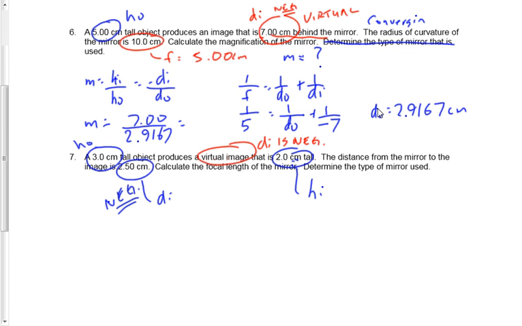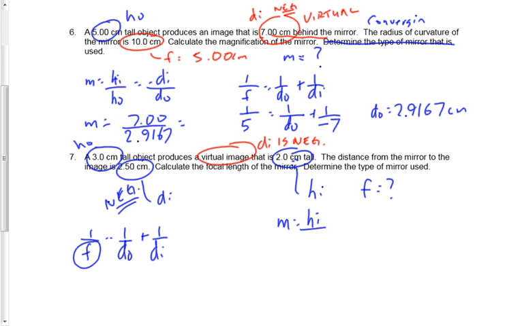Distance from the mirror to the image, we want to find the focal length, and we want to find the type of mirror used. The focal length will tell us what kind of mirror is used, so we won't worry about that right now. I want to find the focal length. I'm going to start off with this equation because we know that we're going to end up using it at least. We want to find F: 1 over DO plus 1 over DI. I know what DI is. I have to find DO. So I'm going to go to my other equation.